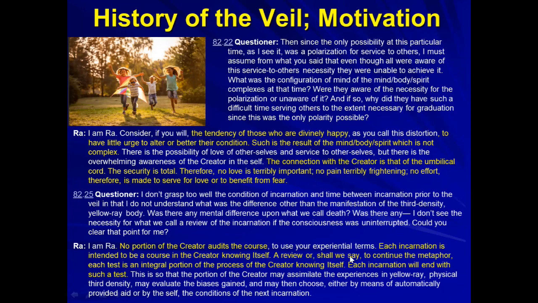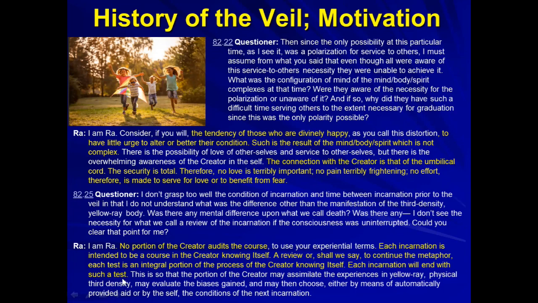A review, or shall we say, to continue the metaphor, each test is an integral portion of the process of the creator knowing itself. So the review, even though they didn't have to go through the waking up when they die and realizing the whole big picture like we do because of the veil, they already knew the big picture. They still had to review the test results. It's a big part of the creator knowing itself. Each incarnation will end with such a test.